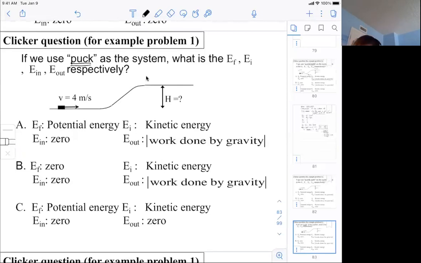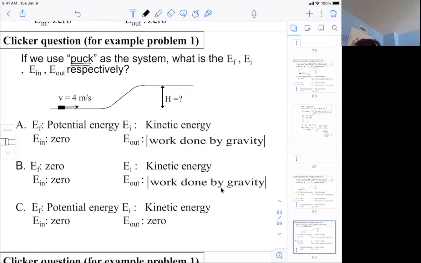Okay, so 10 more seconds. If you haven't voted already, please do so. All right, any last minute vote? All right, let's take a look at this together.